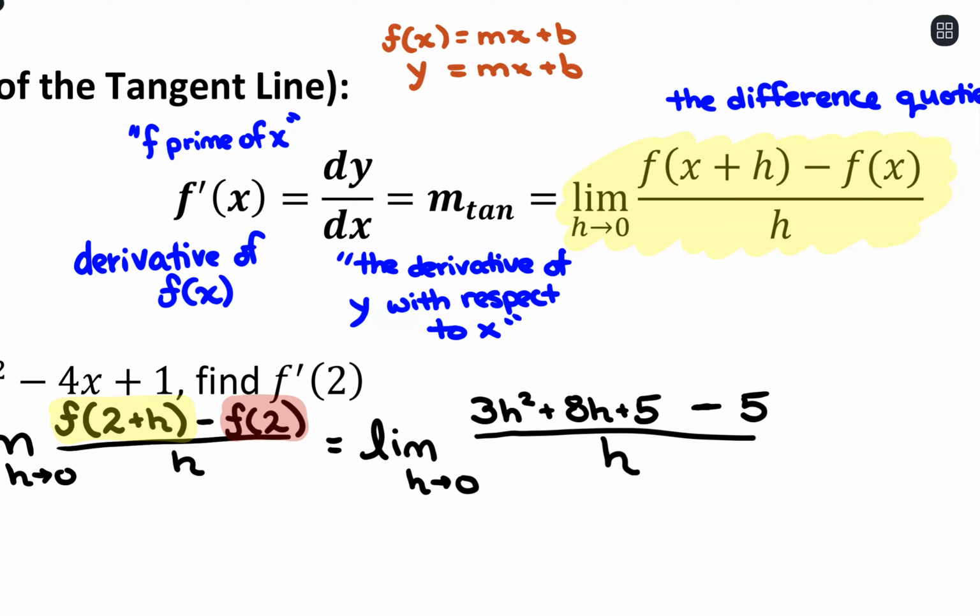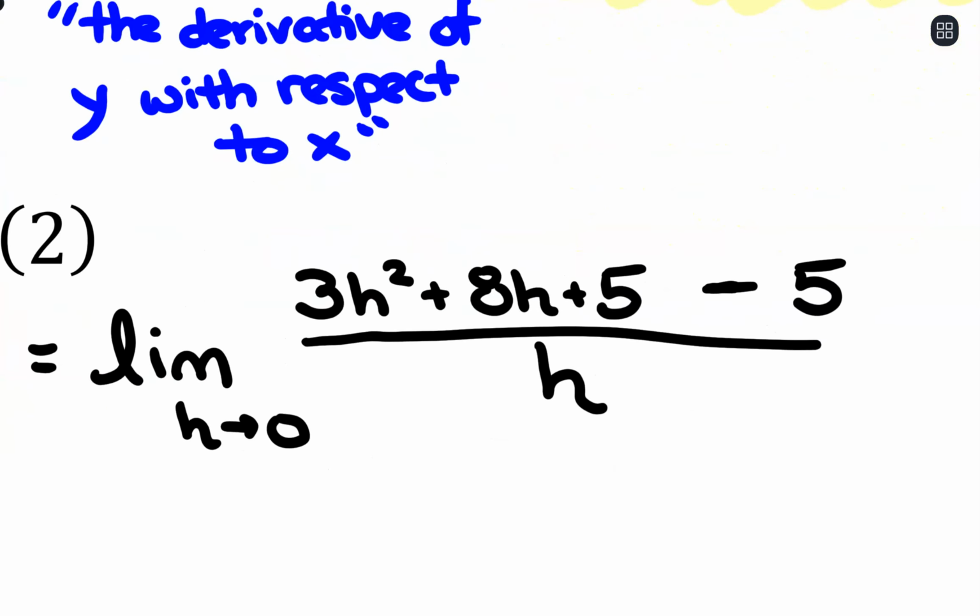So now I have something I can start simplifying. In here, positive 5 minus 5 just turns into a 0, so those cancel out with each other. And then we have a common factor of h, which is exactly what we want, because again, I just don't want that h in the denominator.